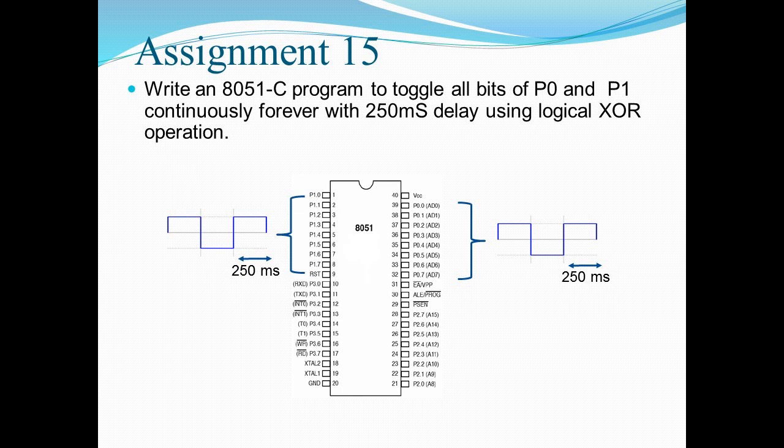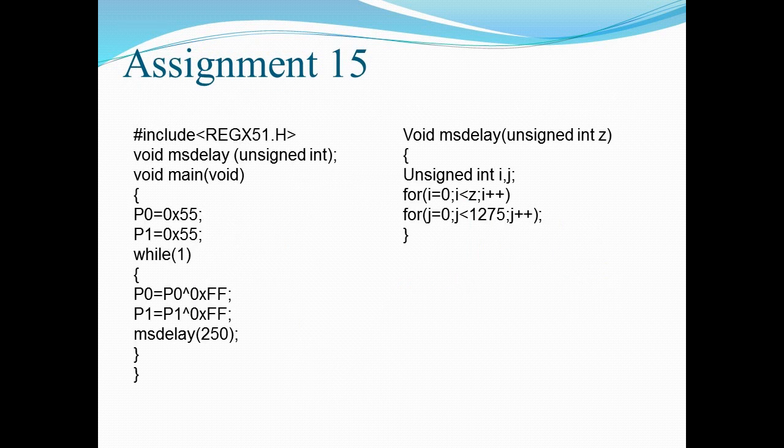So let us look at the program for assignment number 15. In this slide you can see the program, and here I am assigning P0 as 0x55, which is nothing but the bit pattern 0101, and similarly P1 is also given the bit pattern 0x55, which is also 0101. Before using an operator, we have to assign some values. Once the values are assigned, we can operate on them with binary operators like XOR.